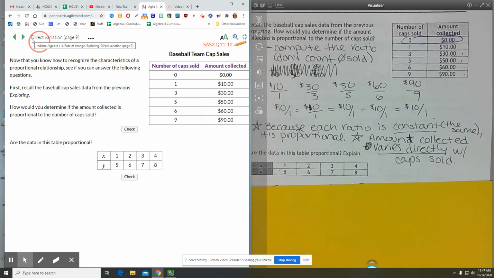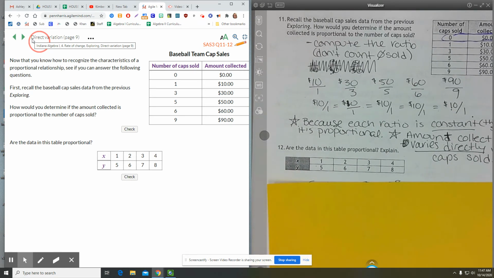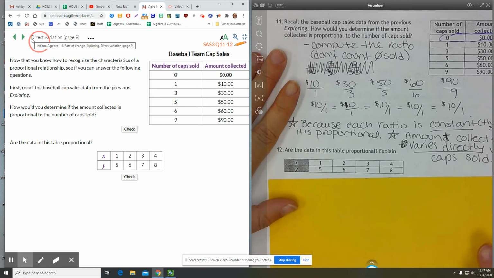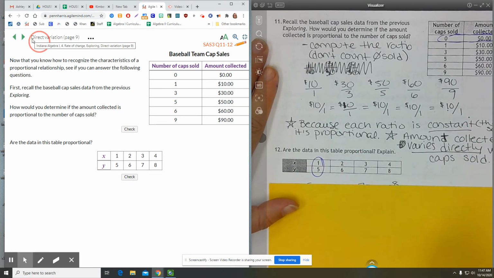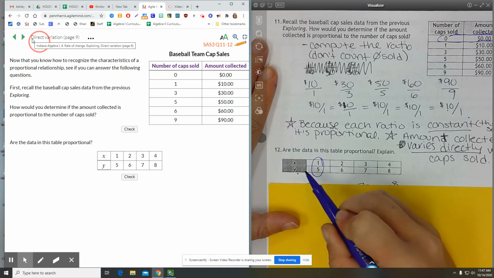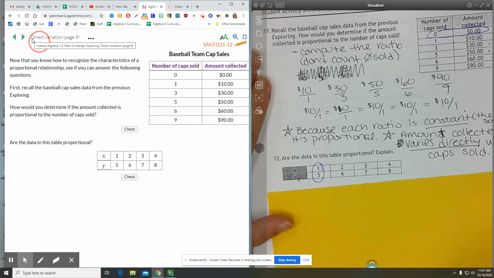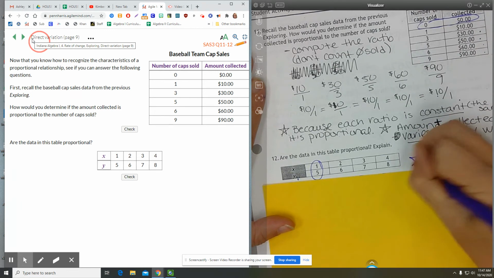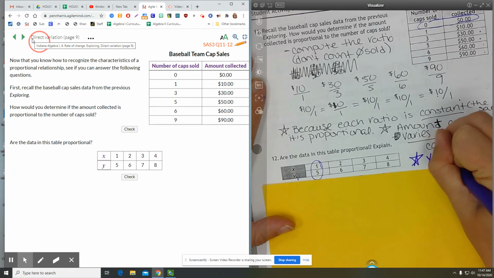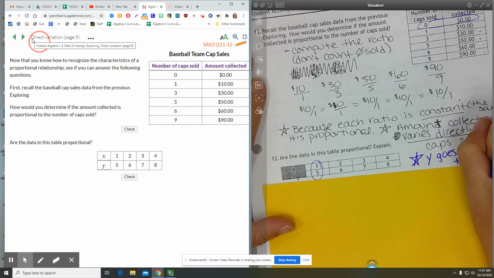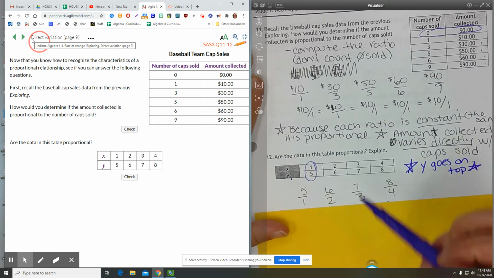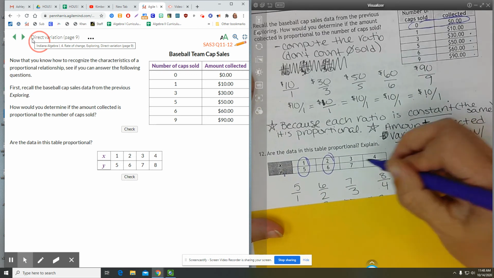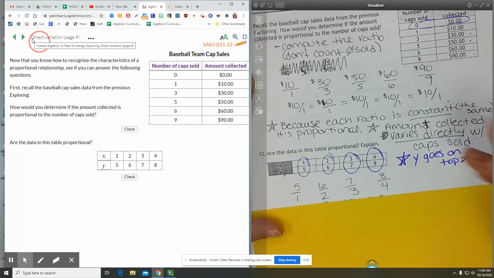So now I want to go down and look at this table down here. We want to know if the data in this table is proportional. So we're going to look at each of these. Again, be careful how we do this. Okay. The Y goes on top. Y always goes on top. If you got to star that, put it in your notes, Y goes on top. Okay. So we're going to say 5 over 1, 6 over 2, 7 over 3, and 8 over 4.